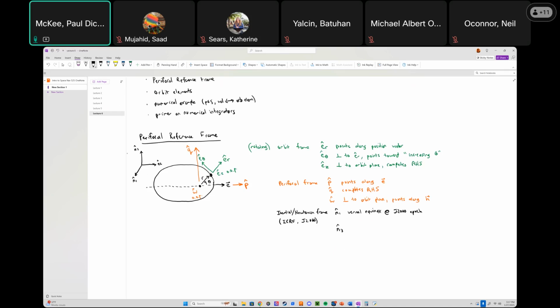N3 is the Earth spin axis, and then N2 completes the right-handed system. So just to be consistent. So now what we're after is the attitude transformation matrix from the Newtonian frame to the perifocal frame.